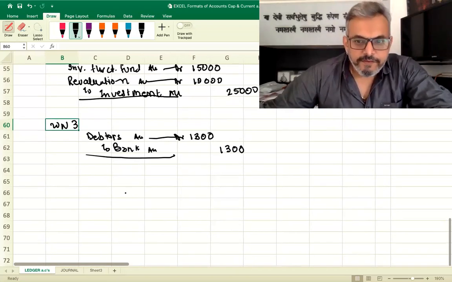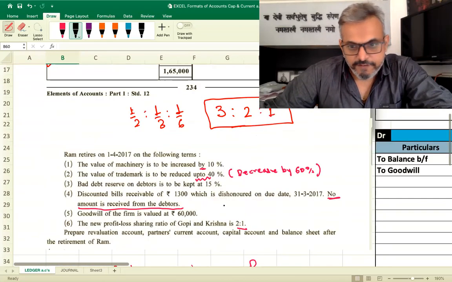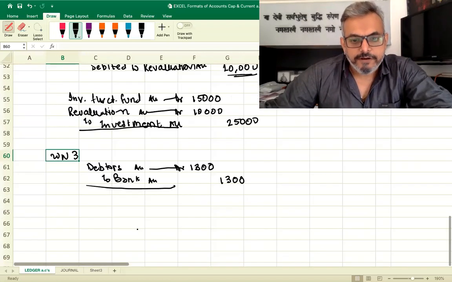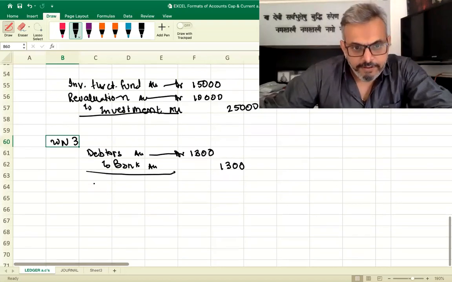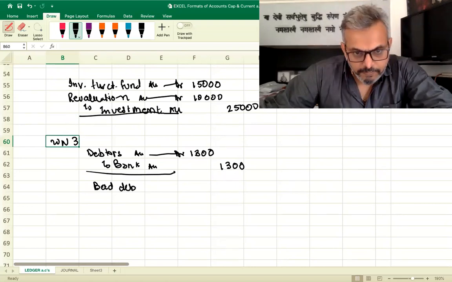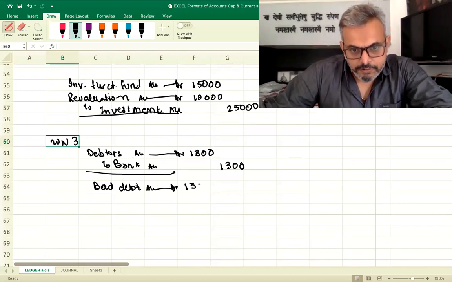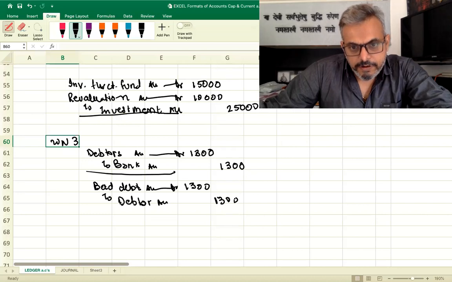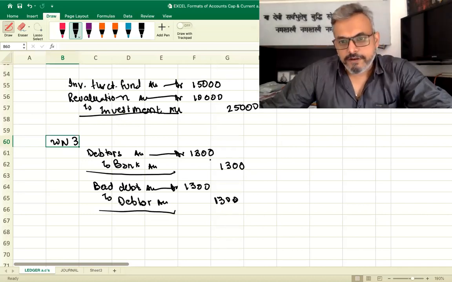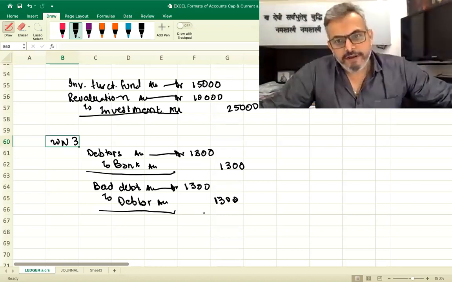Now what is happening? This debtor of 1300, it is given no amount is received from the debtor. So this debtor is turning bad. So we write the entry: bad debt account debit 1300 to debtor account 1300. Now, as you can see, bad debt has increased by 1300 and debtors have decreased by 1300.